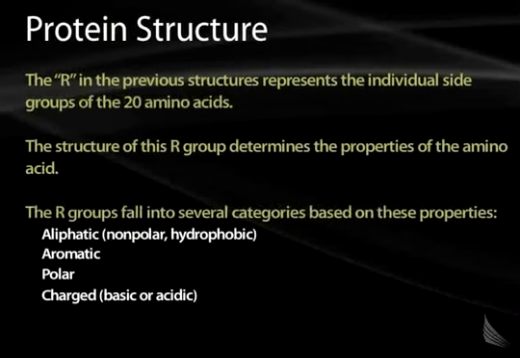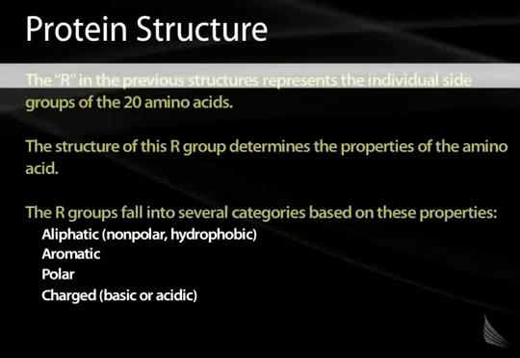Now, in all the structures I've shown you before, there was always a group that's called R, and that R represents a bunch of different structures. These are the side groups of different amino acids. Now, in eukaryotic cells, well, in all cells for that matter, there are 20 different side groups that we typically use in amino acids that make proteins. Now, the structure of this R group is very important because it's the structure of this R group that determines the individual properties of each amino acid.